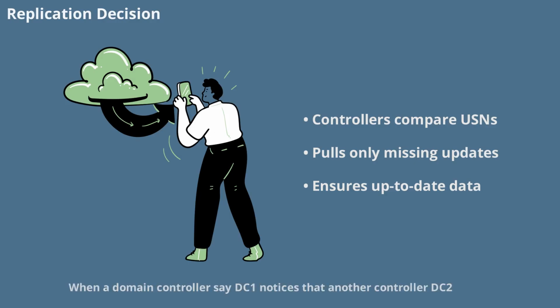When a domain controller, say DC1, notices that another controller, DC2, has a higher USN than what it last recorded, it knows that there are updates it hasn't received yet. For example, if DC1 last saw DC2 at USN 4800 and now sees 5000, it understands that it needs to pull all updates from 4801 to 5000. This system keeps all controllers up to date without missing any changes.